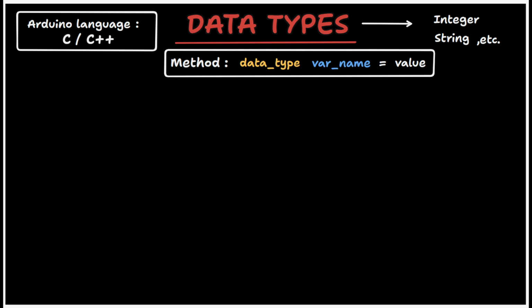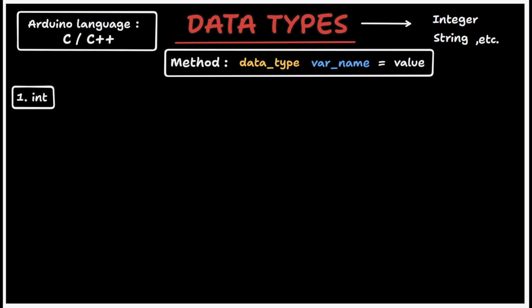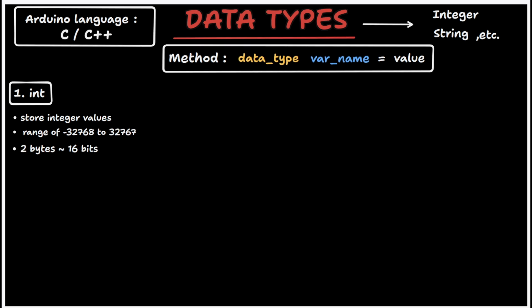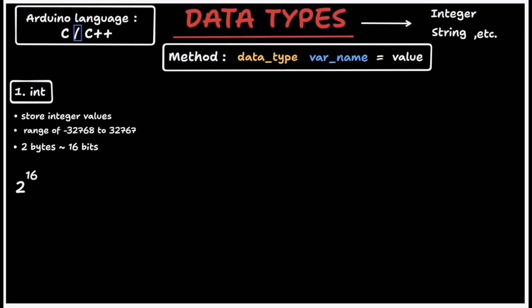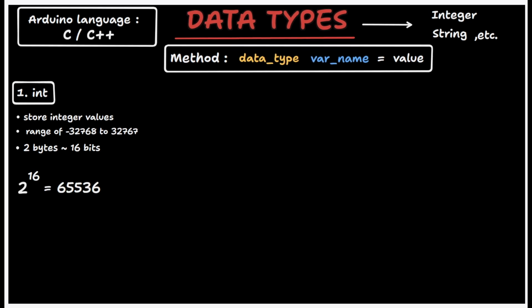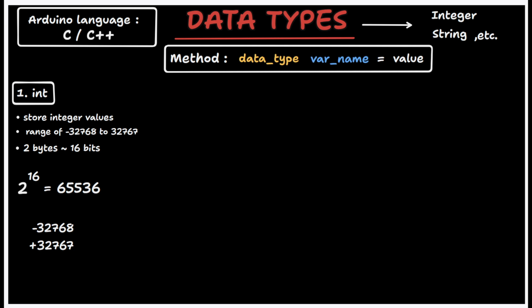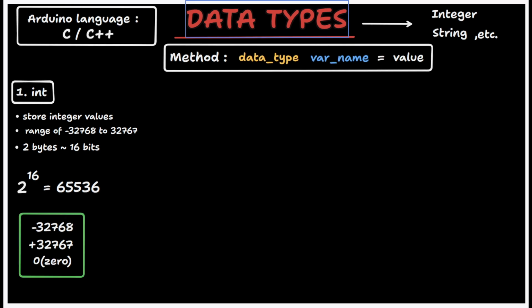Let us now study the different data types, starting with int, that is integer. The int data type is used to store integer values. The value must be in the range of minus 32,768 to 32,767. This is because the int data type occupies 2 bytes or 16 bits of memory. So 2 to the power 16 is 65,536. Thus, the numbers between minus 32,768 and positive 32,767 including 0 are the values it can store.